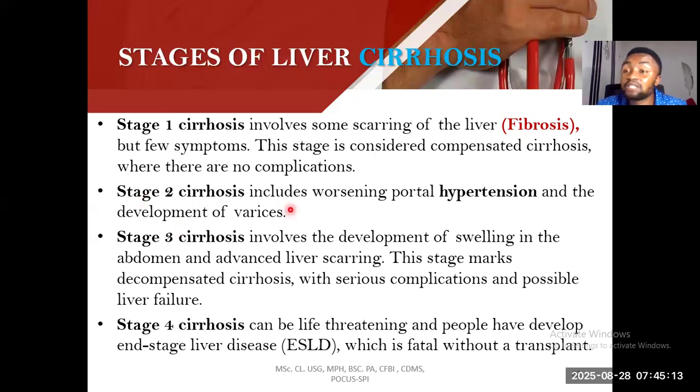So stage 2 is still compensated, meaning once you give drugs to the person, if it's hepatitis, the hepatitis virus weakens. It's not replicating again. The liver will start coming back to normal. That means that it's compensated, but the scars that have formed, the scar will not come back.